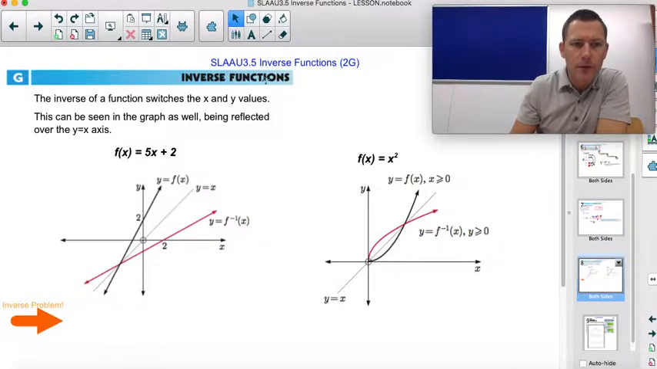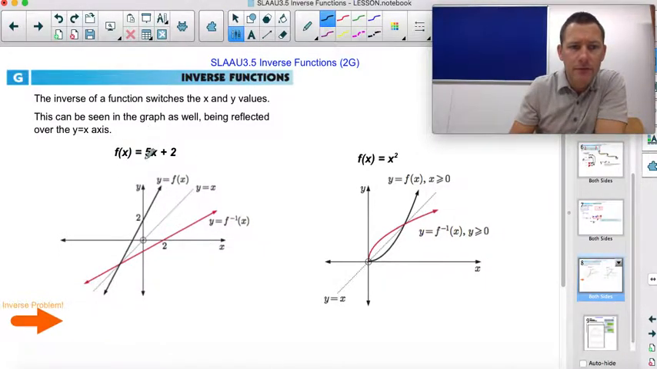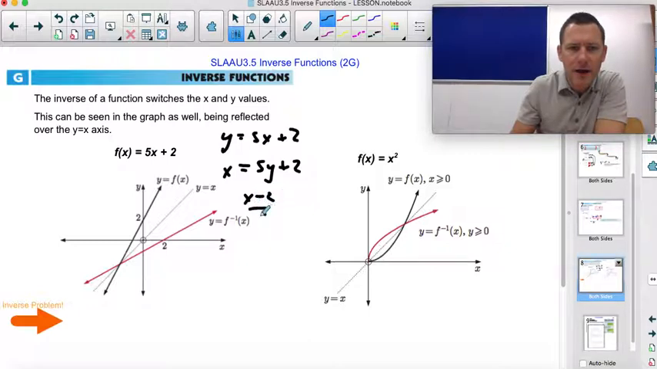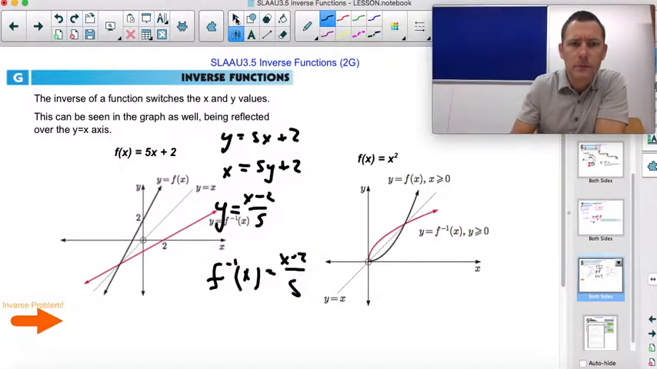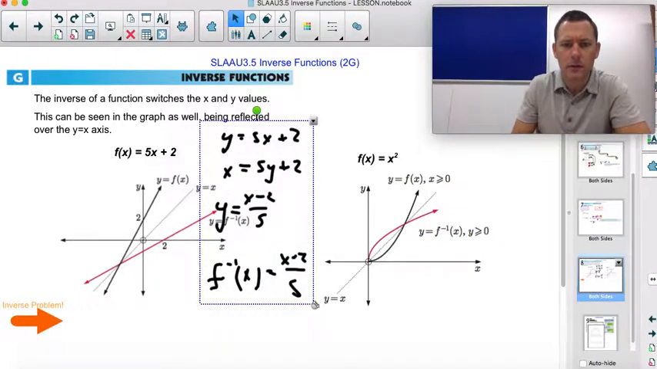Okay, so this, the inverse of f of x, we could call this y equals 5x plus 2. If we wanted to find the inverse, we'd switch x's and y's. That's what I want my inverse to do, is give me x's back when I have my y's. Subtract 2 from both sides, divide by 5, and you get the new y value, or the inverse function. So my inverse of f is x minus 2 over 5.